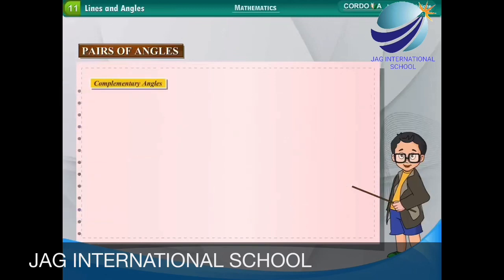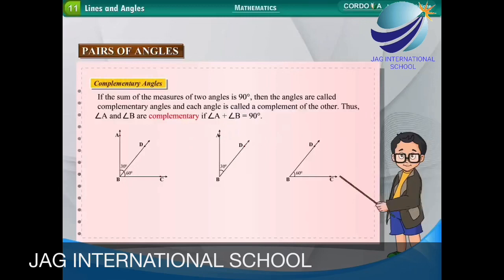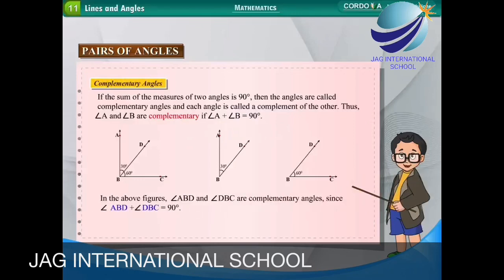Complementary angles. If the sum of the measures of two angles is 90 degree, then the angles are called complementary angles and each angle is called a complement of the other. Thus, angle A and angle B are complementary if angle A plus angle B is equal to 90 degree. In the above figures, angle ABD and angle DBC are complementary angles since angle ABD plus angle DBC is equal to 90 degree.